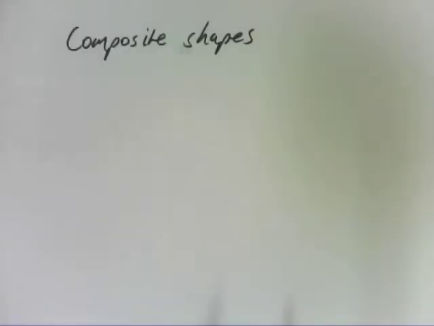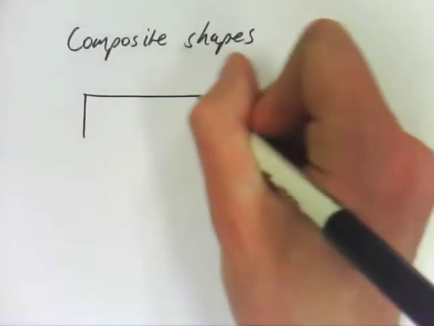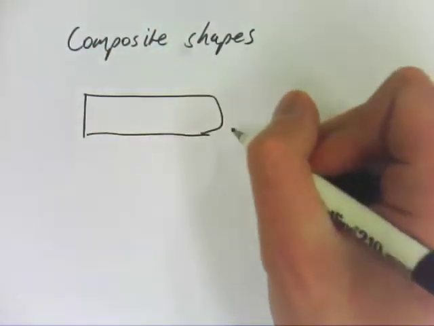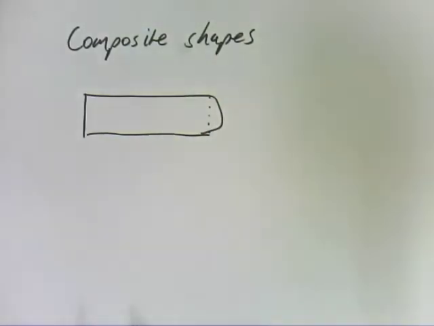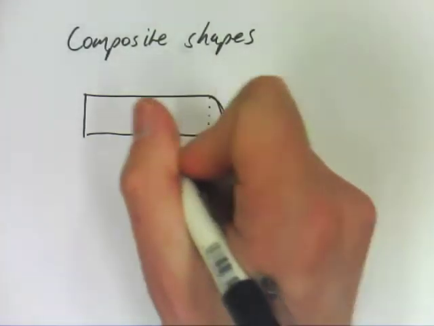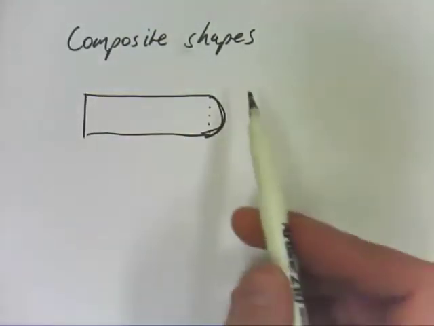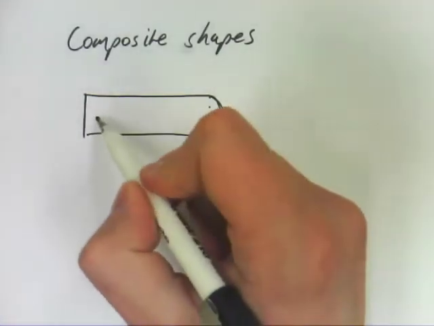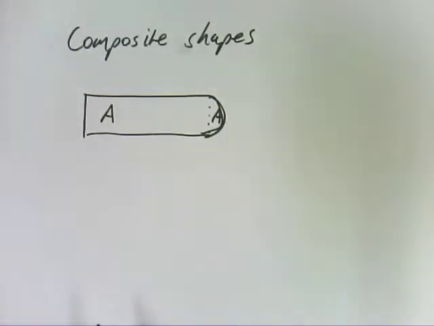Composite shapes. A lot of the time students will get stuck on these problems because they don't look at a shape like this and realise that it's made up of two different parts. You've got a semicircle here and a rectangle here. So the area of that shape is just the area of this plus the area of that.